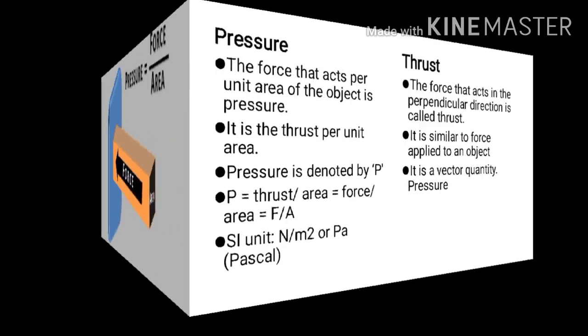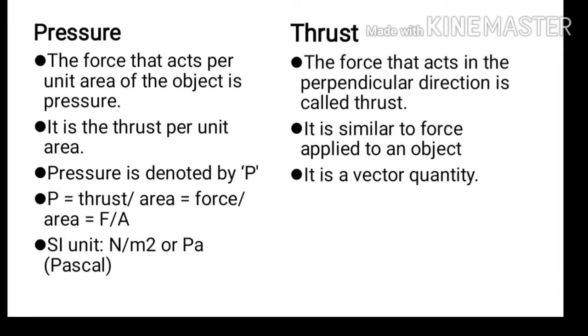Differentiation between pressure and thrust. Pressure: the force that acts per unit area of the object is pressure. Thrust: the force that acts in the perpendicular direction is called thrust. Pressure is thrust per unit area. Thrust is similar to force applied to an object.